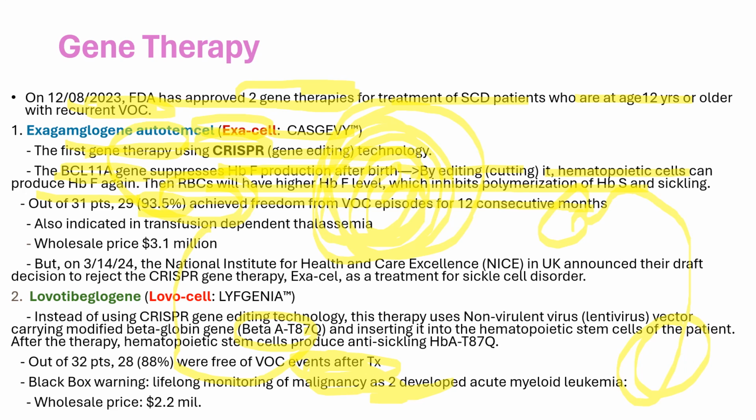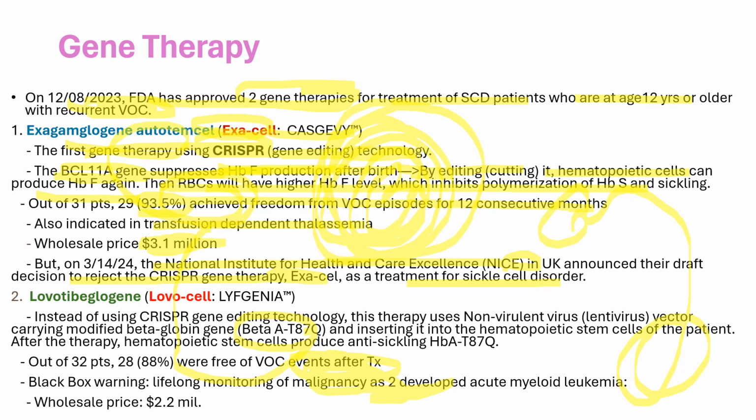It is also indicated in transfusion-dependent thalassemia. But look at the price tag, $3.1 million. I don't know, maybe because of this high price, recently the National Institute for Health and Care Excellence in the UK announced their draft decision to reject the CRISPR gene therapy exa-cel as a treatment of sickle cell disorder. And the appeal process has already started.